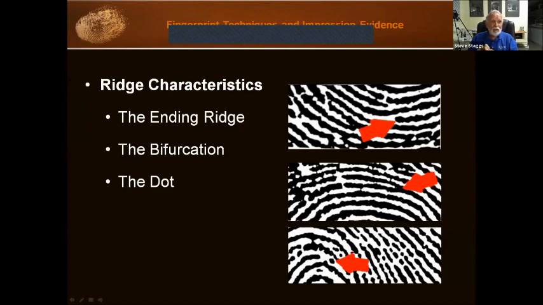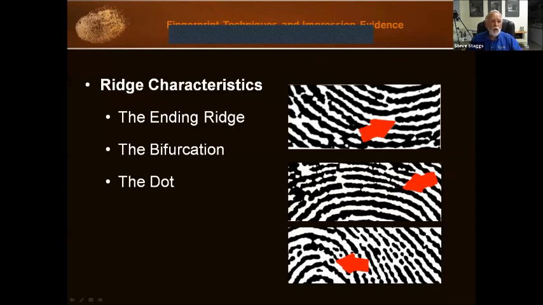Some claim that there are additional characteristics such as the island, short ending ridge, and others. These are not individual characteristics, but combinations of the three main characteristics. They would be more properly referred to as ridge formations. All right. So ridge characteristics, we have the three. If you hear some of these other things, they may be referred to as ridge formations.